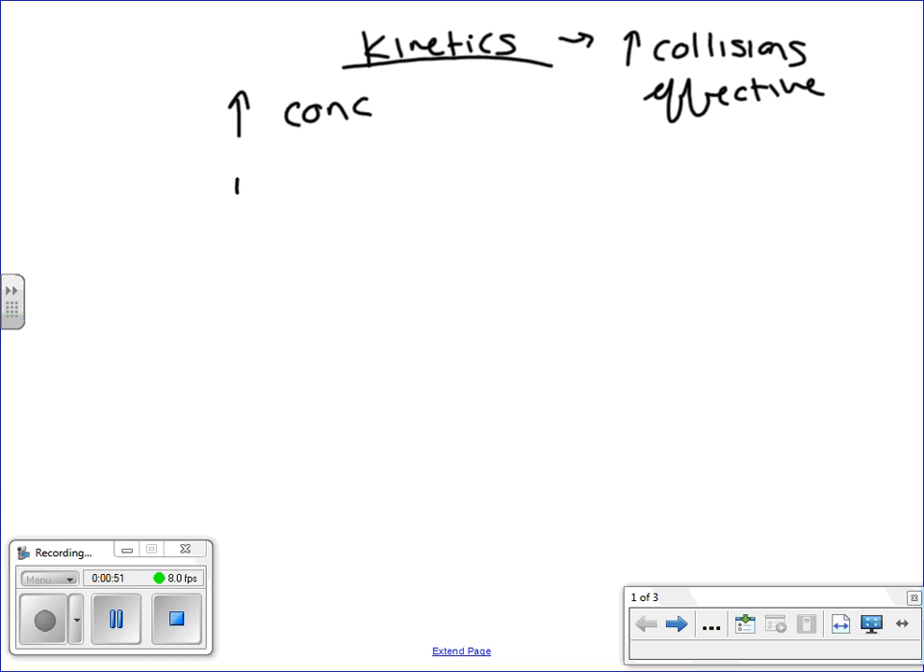Okay? You can also increase the temperature. If you increase the temperature, the particles are moving faster. If they're moving faster, they're going to run into each other more and have more energy and therefore be more effective. You can also increase the surface area. Okay? That means using a powder or something that's ground up, that has more surface area. More surface area means more area for collisions.